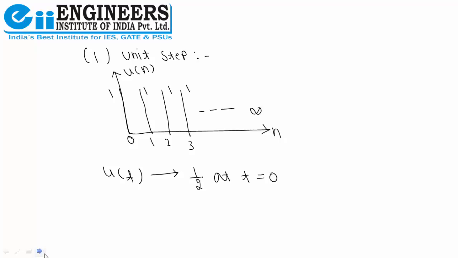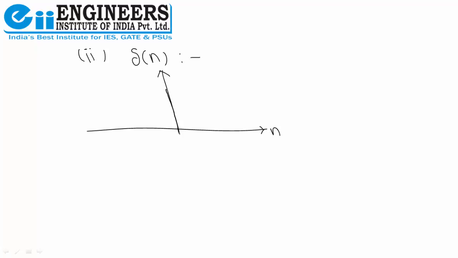Now the second basic signal in the discrete time domain is delta[n]. Delta[n] is the impulse function or Dirac delta function. It is defined at n is equal to 0, and for other values of n it is 0. So it is defined as delta[n] is equal to 1 for n is equal to 0, and it is 0 for n not equal to 0.